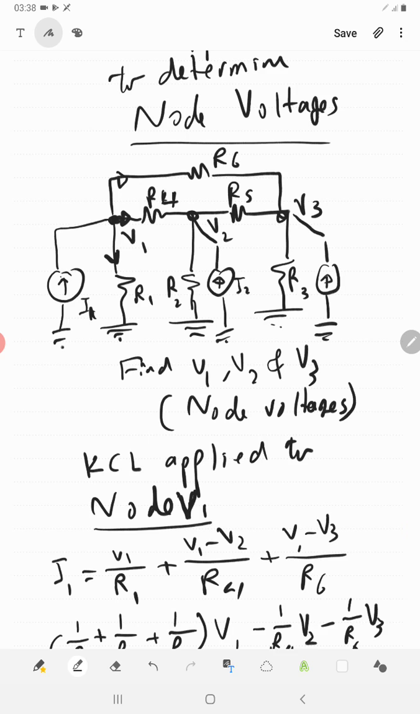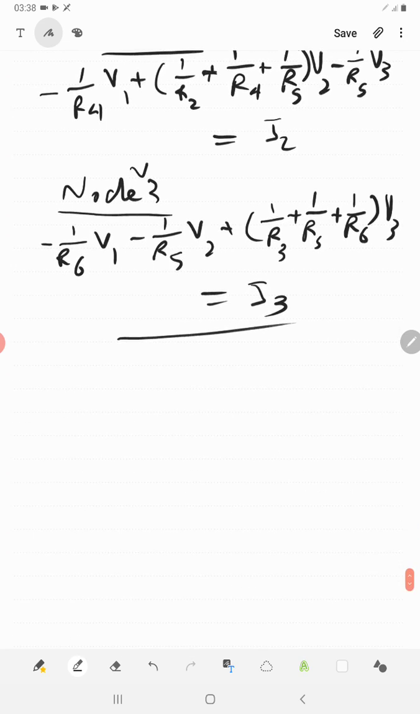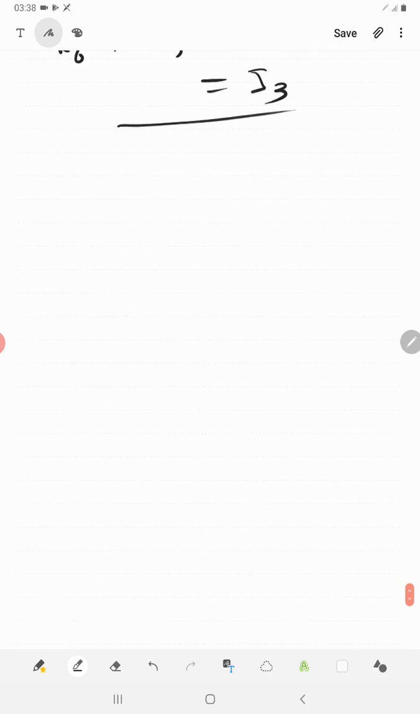to the nodal voltage. We use the method of nodal analysis. Okay, let's demonstrate that in an example. Let's take an example.